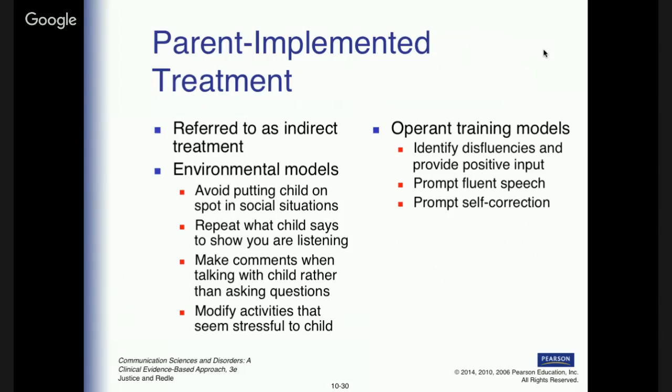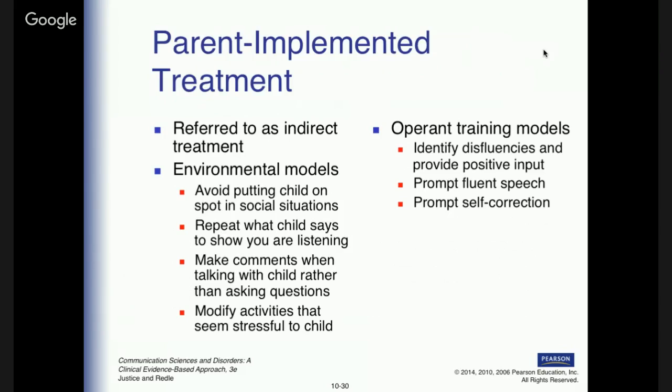All right. And then we also have operant training models, so kind of a behavioral approach. Here we're going to get parents to identify disfluencies and provide positive input for fluent speech. So we're going to start with those environmental models, see if parents doing that for maybe 3 to 6 months helps. If it's not helping, we're going to go to an operant training model, have parents support fluent speech. Oh, that was fluent. You're talking so nicely. That was really smooth. Super job. And then every once in a while, we're going to have them do a self-correction.